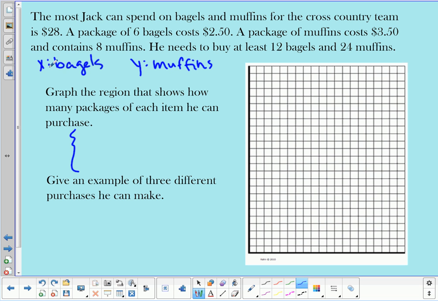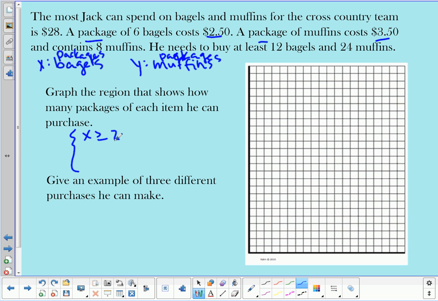If I think of the fact that he has to have at least 12 bagels and the fact that there are 6 in a package, that means that he needs to have at least 2 packages. I should have said that X is the packages of bagels and Y is the packages of muffins. And the reason that is the case is because that's what the money is based on, the fact that it's a package of muffins and a package of bagels. If he needs at least 12 bagels and 6 are in a package, that means he needs 2. So X has to be greater than or equal to 2 because he needs at least 2.